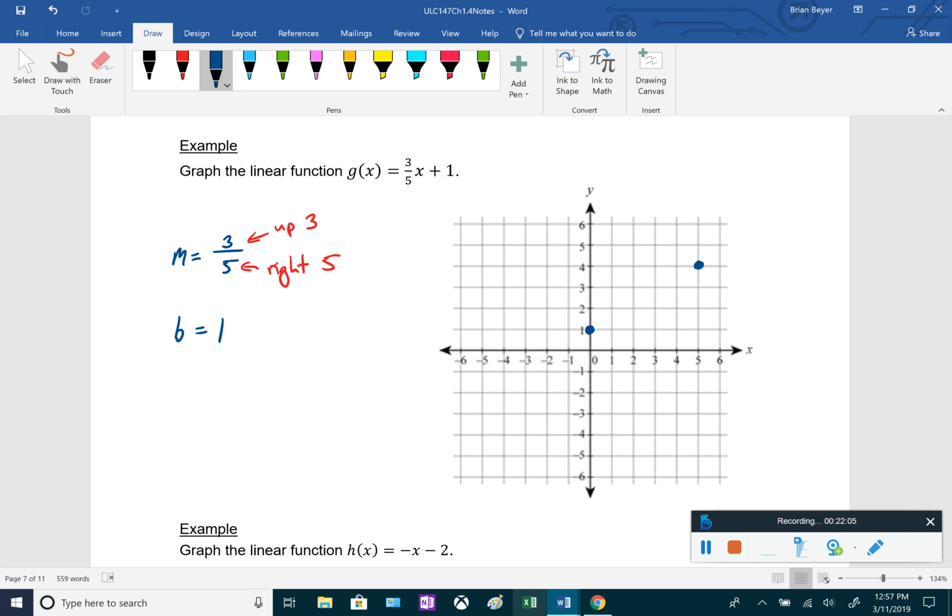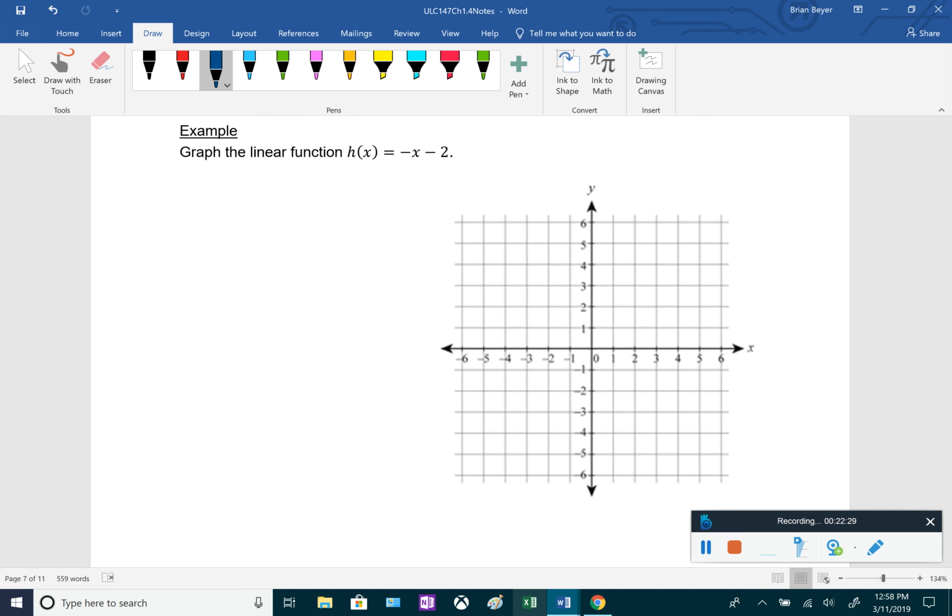Then connect those with a straight line. That'll give us this line right here, arrows on the end, label it, and that is our function g of x. And just to make sure we did it right, we knew it was supposed to be an increasing function because the slope was positive, which means it's rising left to right, which we can tell that it definitely is.